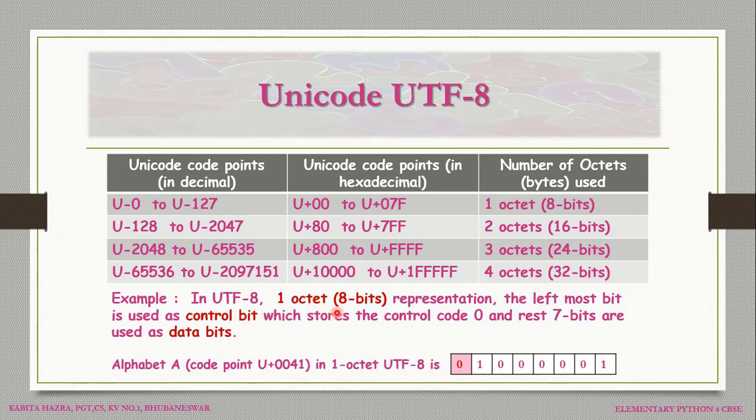In UTF-8 with 1 octet, that means 8-bit representation, the leftmost bit is used as the control bit, which stores control code 0, and the rest 7 bits are used as data bits. With 2 octets, 3 octets and 4 octets, a few bits from the start of each octet are used as control bits and the rest are used as data bits. Alphabet A having the code point U plus 0041 is represented as the control bit is 0 and the data bits are 1000001.